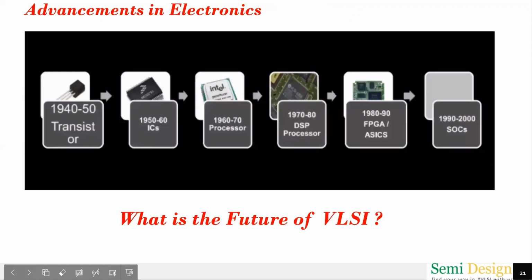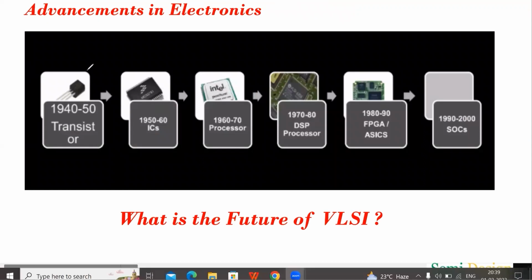So if you see the advancements in electronics, as we discussed, at the start we used transistor technology, then we moved to integrated circuits, then the processor. A processor is nothing but all these integrated circuits connected within a single processor. Then these are the analog processors. From analog processors we moved to the digital signal processor. You have the DSP subject also. Digital signal processing is also a huge topic. And then FPGA and ASIC.